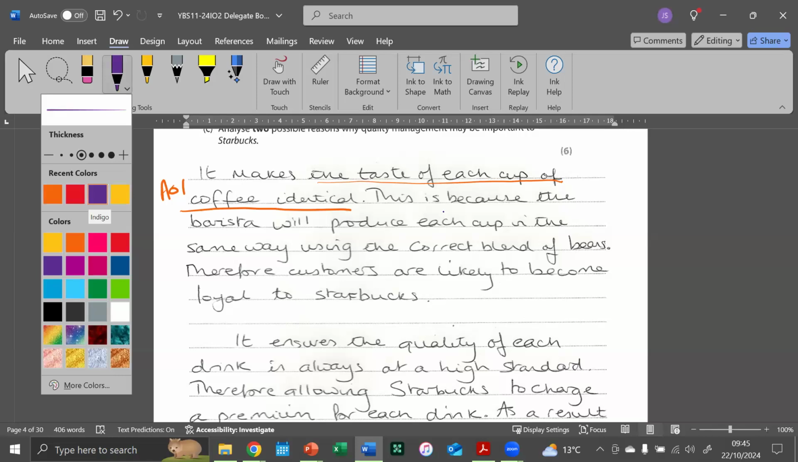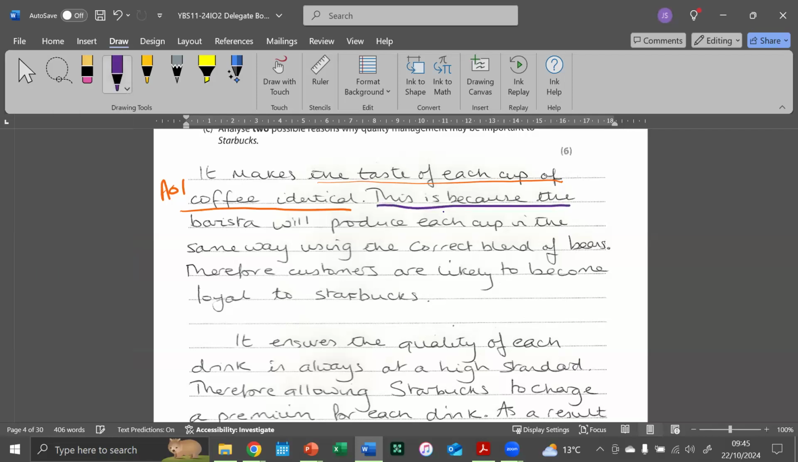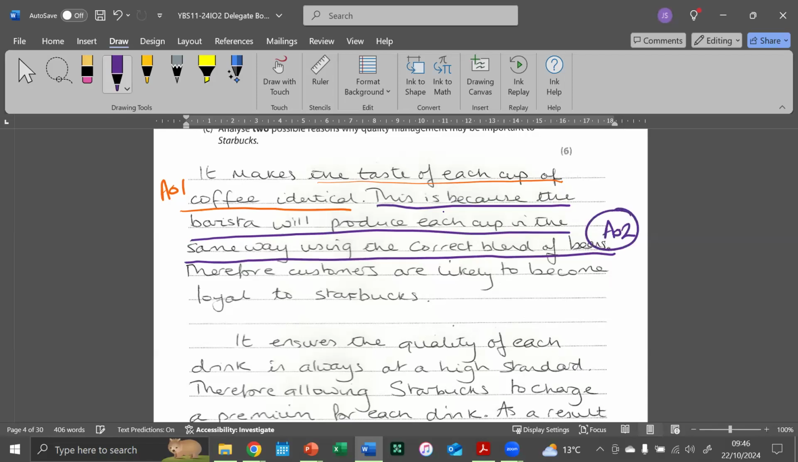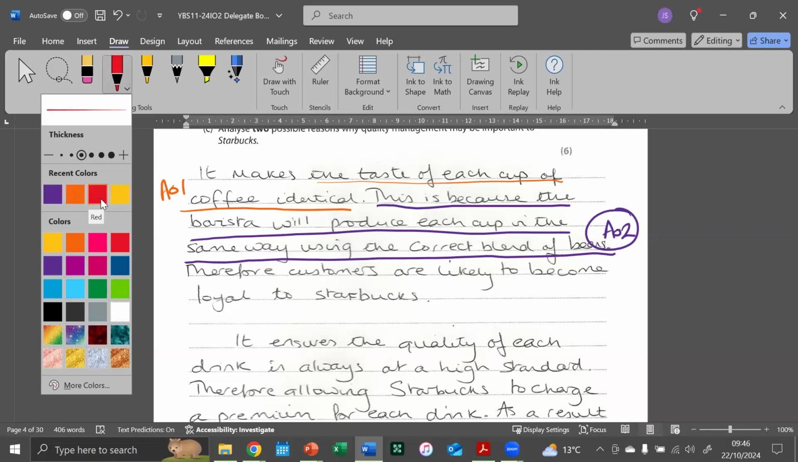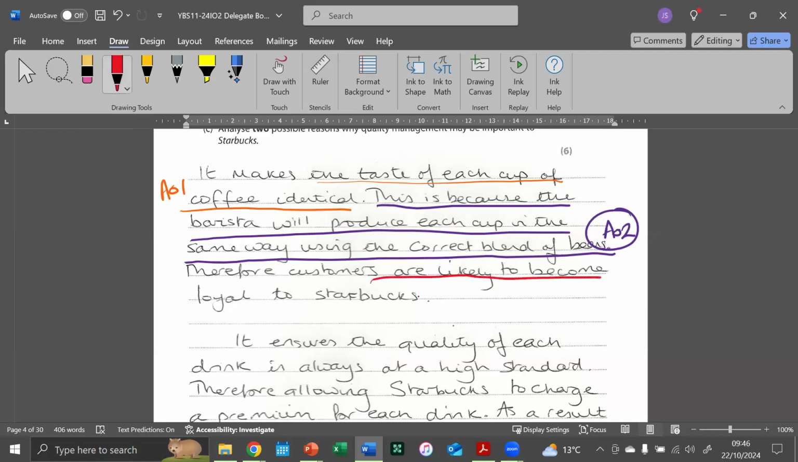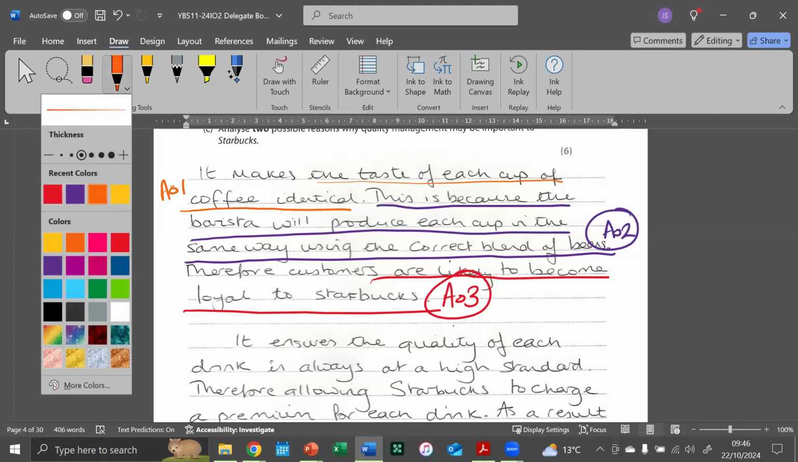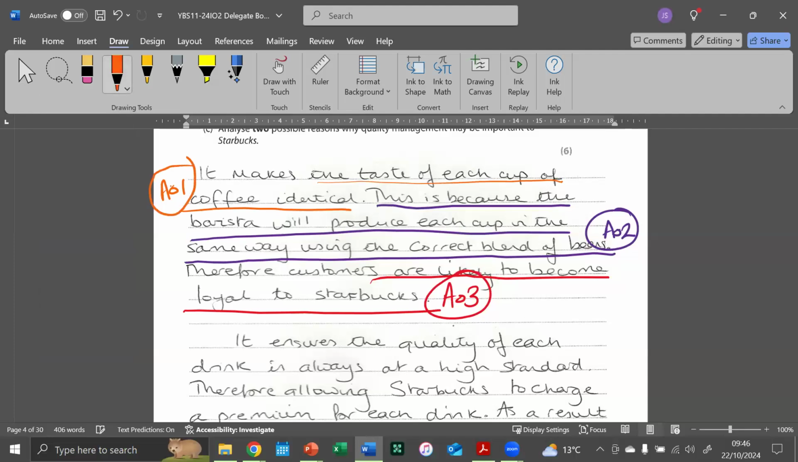This is because the barista, little bit of additional knowledge here coming in. Clearly they've been to a coffee shop, will produce each cup in the same way using the correct blend of beans. Now that is definitely AO2 because I've got coffee beans or beans and I've got barista. Then what have I got here? Therefore, customers are likely to become loyal to Starbucks. And that is the example there, Shipra, of that is all you need to do, okay? That is all you need to do to get 3 marks for the first reason.